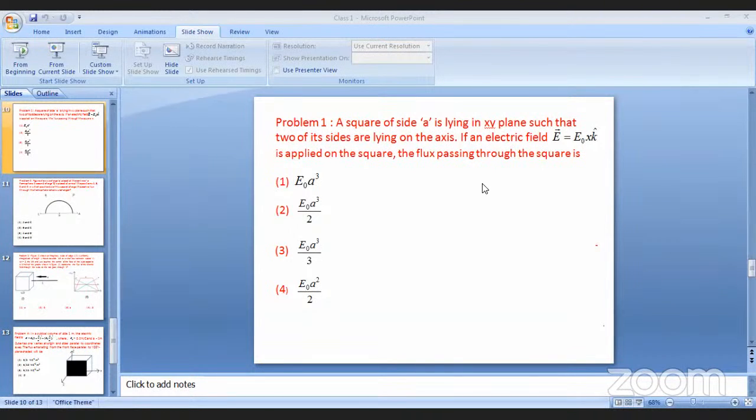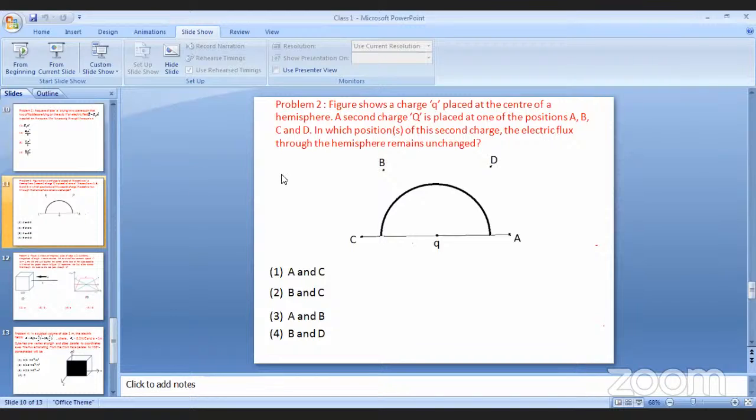So for a square type of problems, you can use your Gauss theorem or Gauss law like this. Now the second problem, you can see on this page.